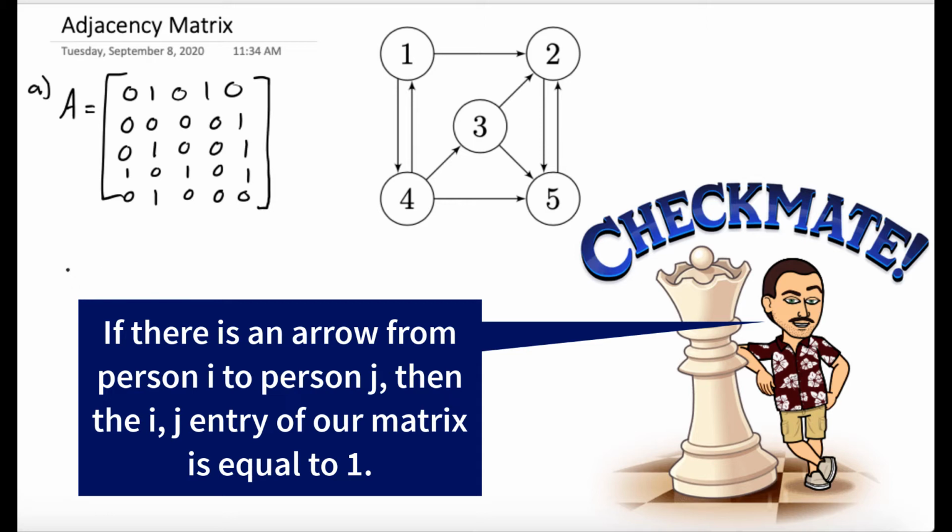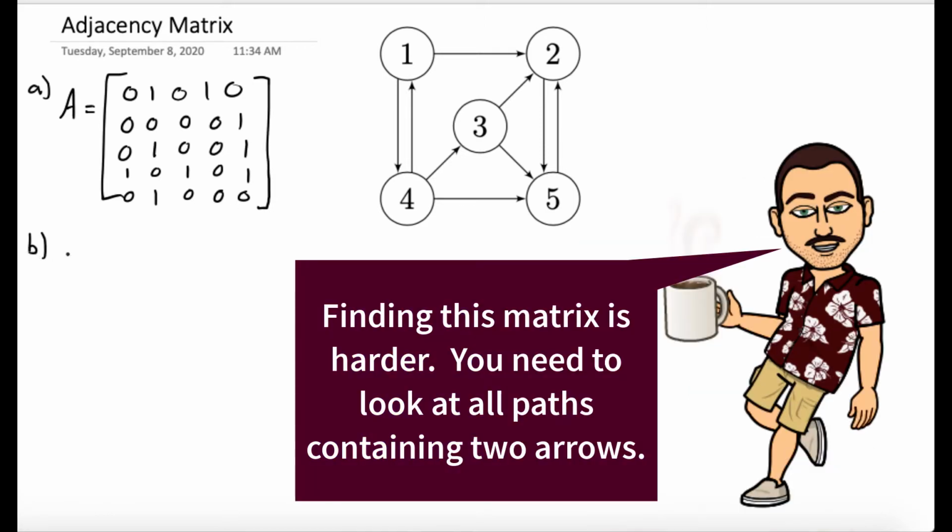Now to do part B, we have to be a little bit more careful. We want to check who defeated either the player or defeated a player who defeated the player. So 1 defeated 2, 1 defeated 4 who defeated 3. So we're going to put a 1 in the 1-3 entry. And 1 defeated 4 who defeated 5. So again, the 1-5 entry will be a 1.